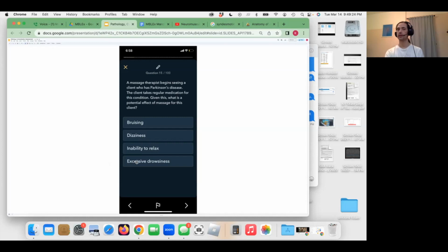I thought it was bruising. Okay, so bruising would probably be an effect of blood thinners, like warfarin or Coumadin. And for Parkinson's disease, I think what they use are... They have a shake, right?